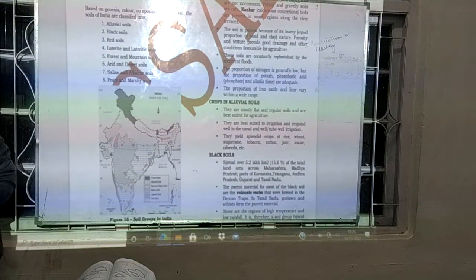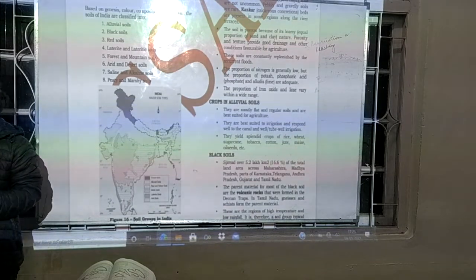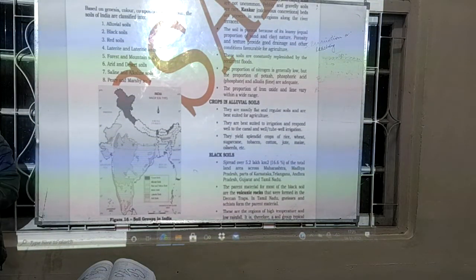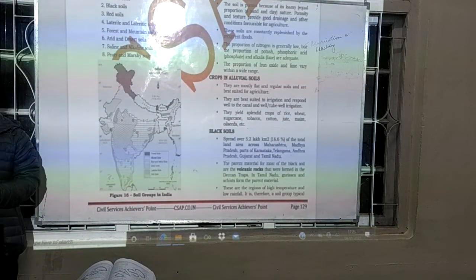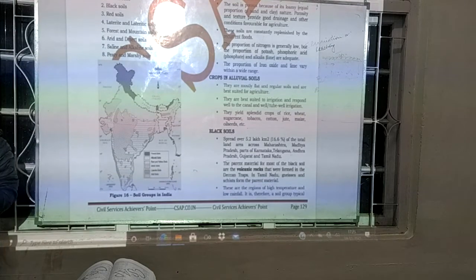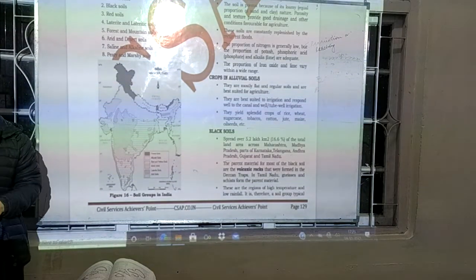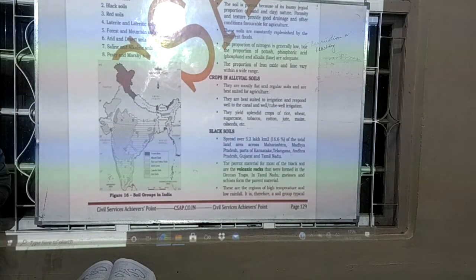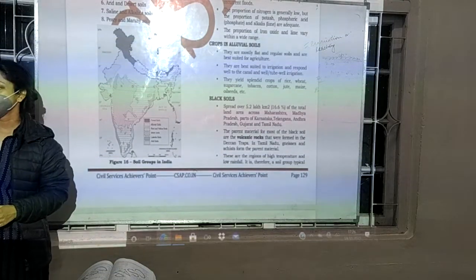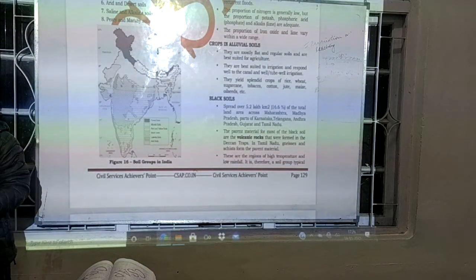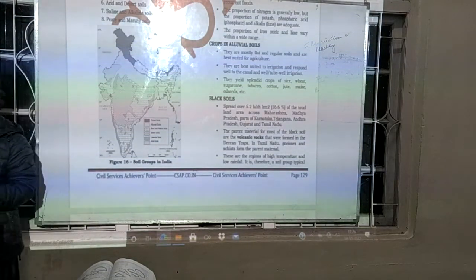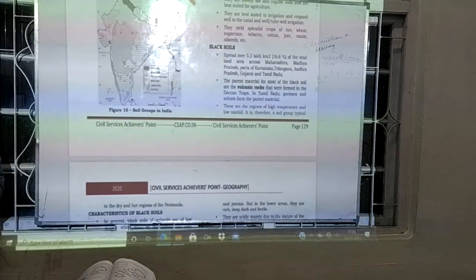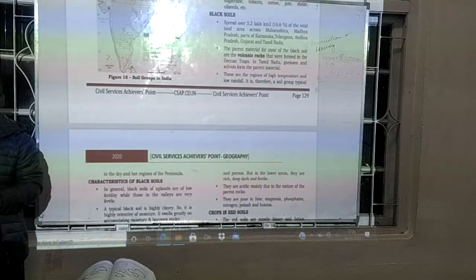See, the proportion of nitrogen is low, but potash and phosphoric acid alkalis are adequate. You don't have to remember these things. What is low, what is high, just get an idea. What are the crops? Mostly the major crops: paddy, wheat, rice. Alright. Let's come to black soils again.